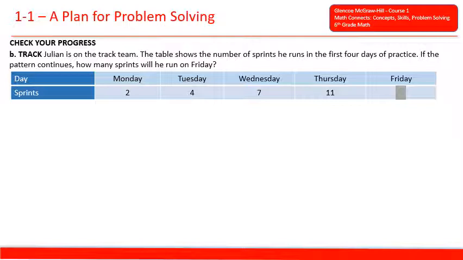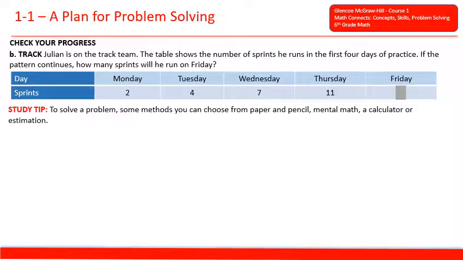So on Monday he ran 2. On Tuesday he ran 4. On Wednesday he ran 7. On Thursday he ran 11. And now we need to figure out what he ran on Friday.